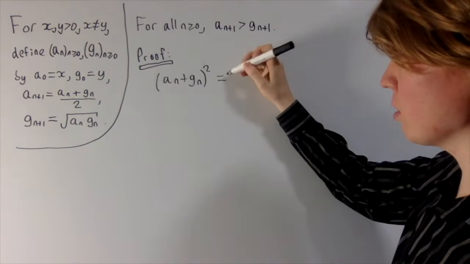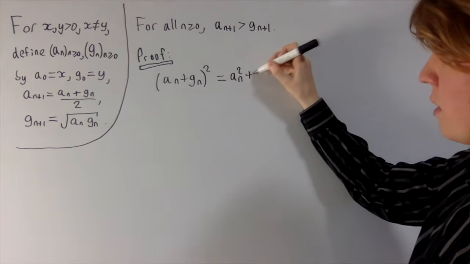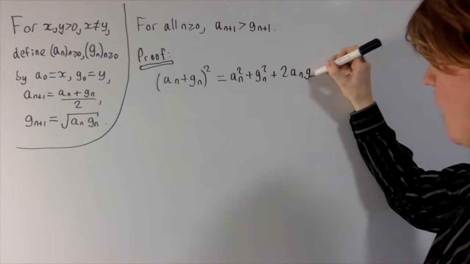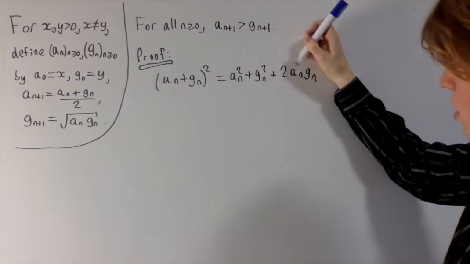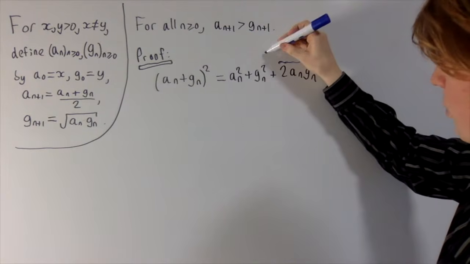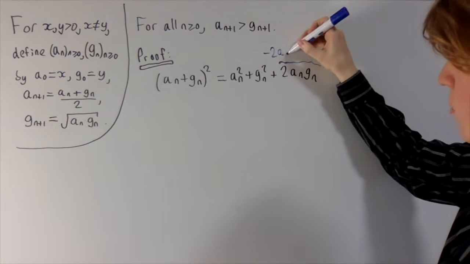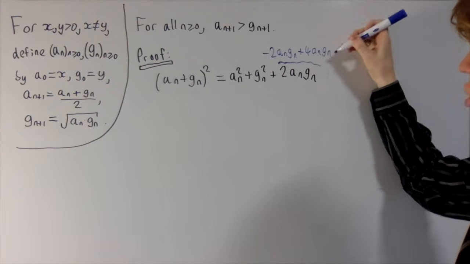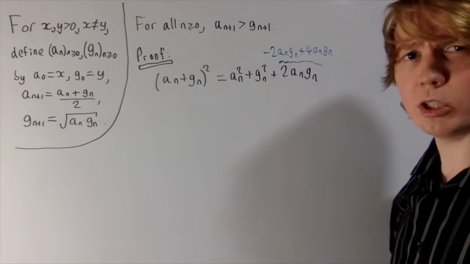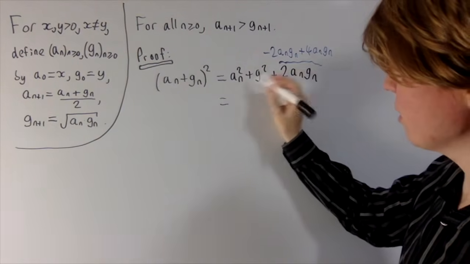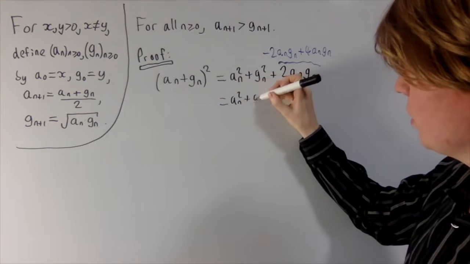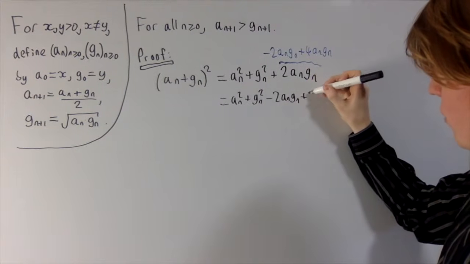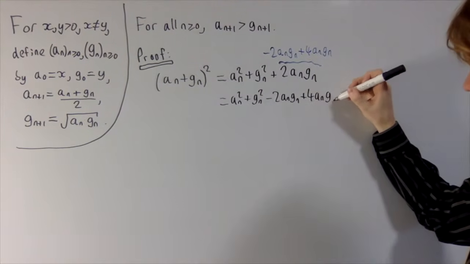The first thing I'm going to do is just expand this. So a_n squared plus g_n squared plus 2 a_n g_n. And then the next step is a bit of a trick: I'm going to rewrite 2 a_n g_n as minus 2 a_n g_n plus 4 a_n g_n. So why on earth am I doing this? It'll become clear in the next step. If I write this out, then it's a_n squared plus g_n squared minus 2 a_n g_n plus 4 a_n g_n.